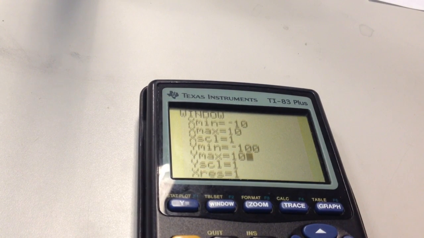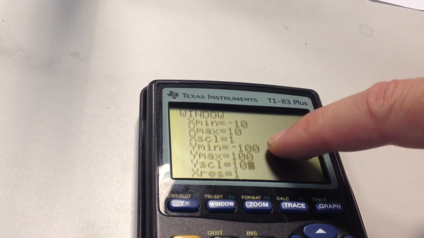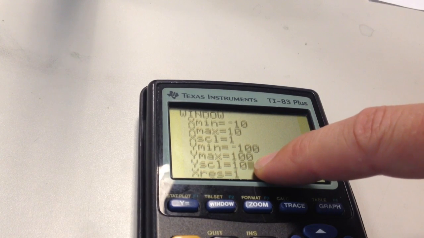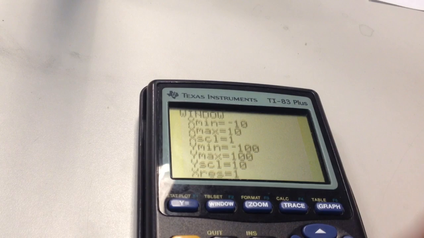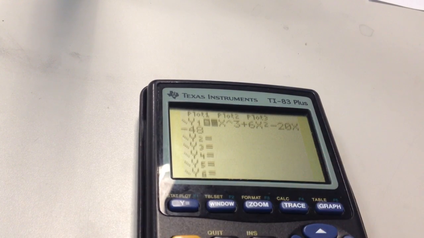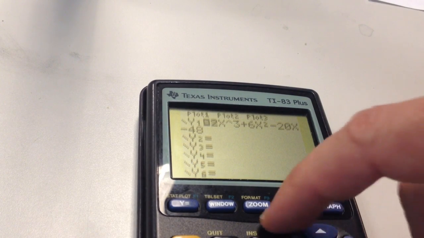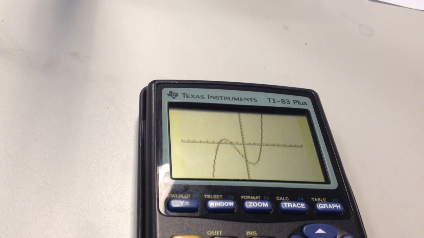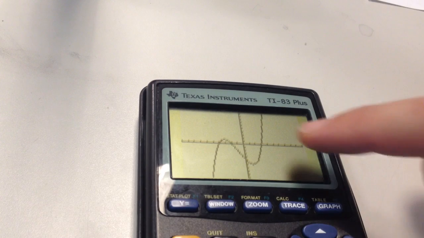I'm going to show you how to be more specific, but this is a good way to zoom out and see, well, I can't quite see everything. So if I change my min and max, you don't have to change the scale. It'll just look nicer if you change the scale to tens. And then if I go back and graph it, I will see, at least for this particular one, the whole graph. And once again, for our viewers at home, we're doing 2x to the third, 6x squared, minus 20x, minus 48.